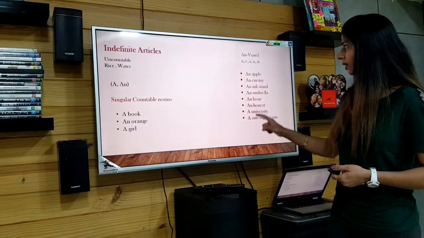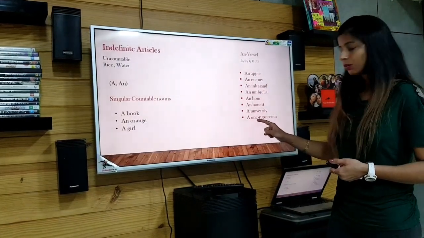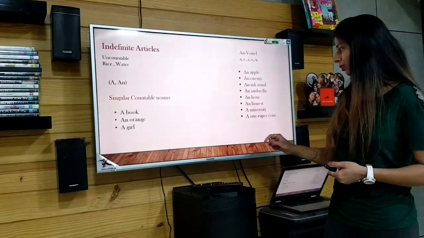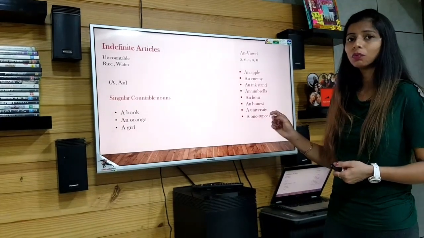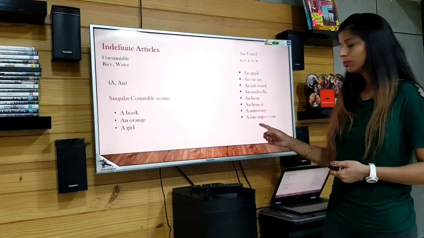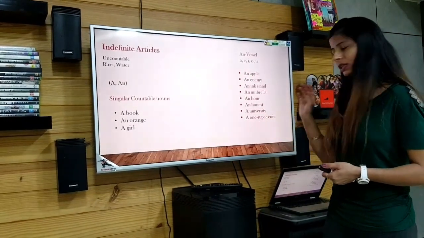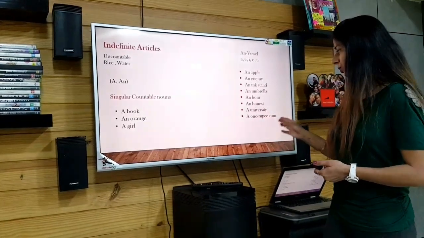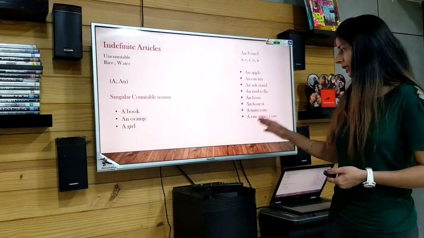Again here, O is a vowel, but what have we used? "A" before that, because it is "one rupee note". There is a W sound before this vowel, with this vowel O. So it will take up "a" before that.